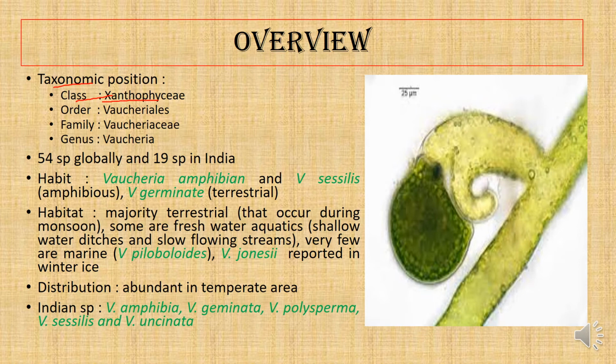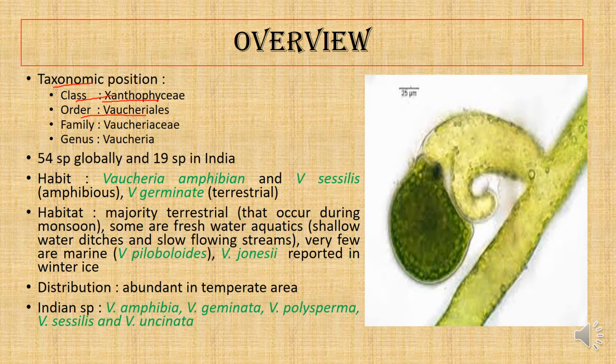Also, the third reason is that their cell structure is siphonaceous, which is quite uncommon in the Chlorophyceae, and the cell wall contains pectin. So, for all these reasons, it is now placed under class Xanthophyceae and order Vaucherialis.